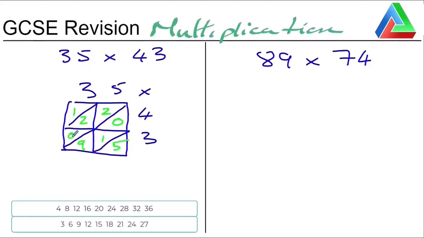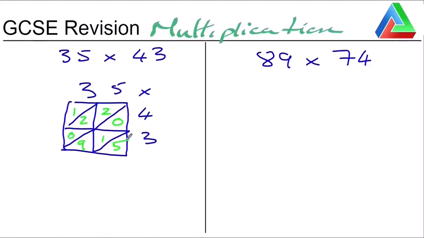Now we add them up in the channels. This channel's got a 5. This channel's got a 0, a 1 and a 9, which adds up to 10. So put down the 0, carry the 1 into the next channel. 1 plus 2 is 3, and this final channel's got a 1, so 1505. Again, with practice, you can do these in seconds. Next one, 89 times 74.